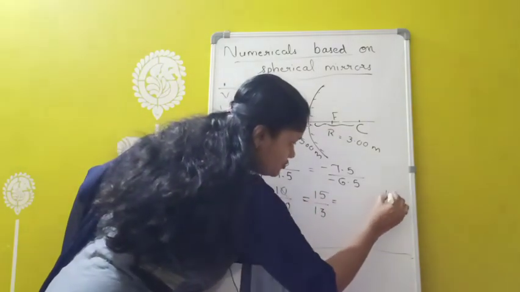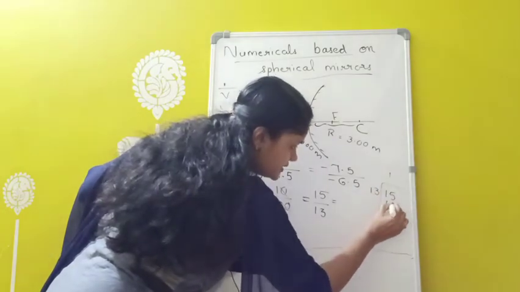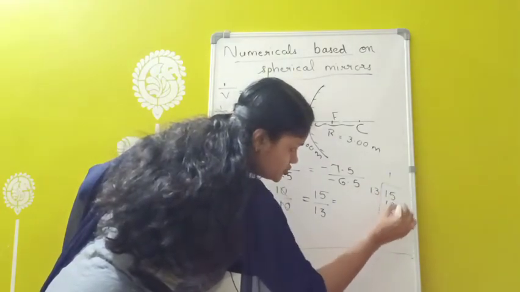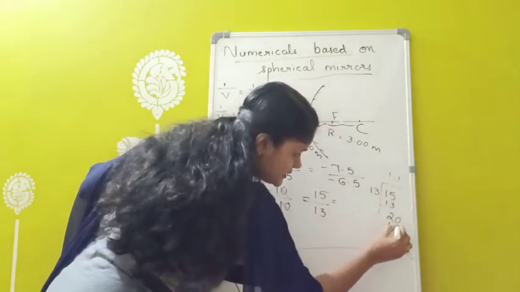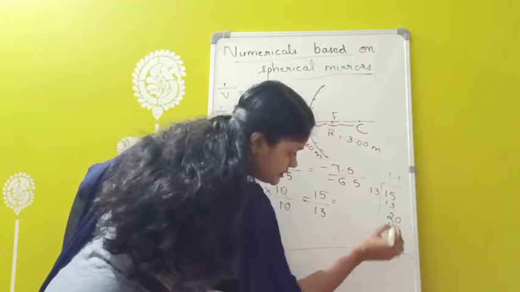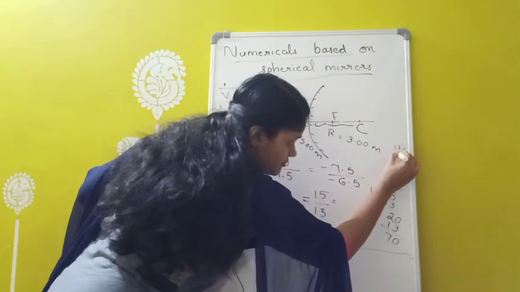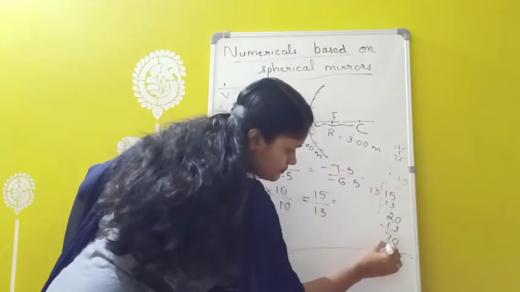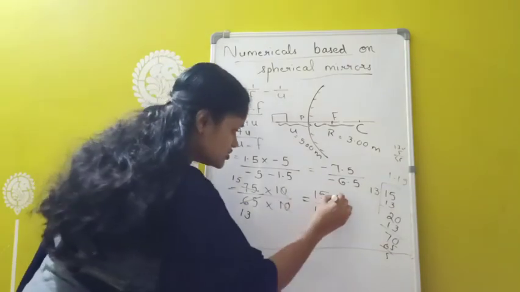That is equivalent to 15 divided by 13. So 13 ones are 13, then 2, 20. Again 13 ones are 13. Then 7, 70. I think 5, so 13 into 5, 65. Okay, so you will be getting balance 5. So nearly you will be getting 1.15.